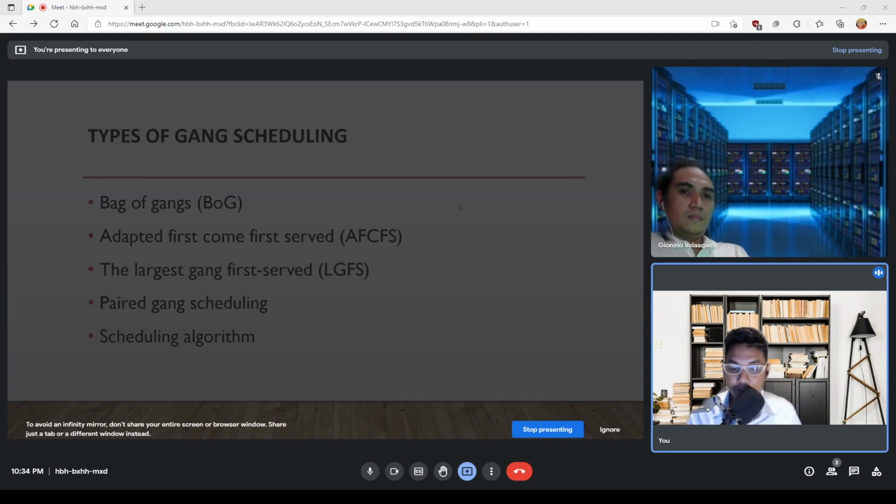In the largest gang first serve scheme, the tasks which correspond to the increasing job size are placed in a queue, with the task belonging to the largest gang scheduled first.